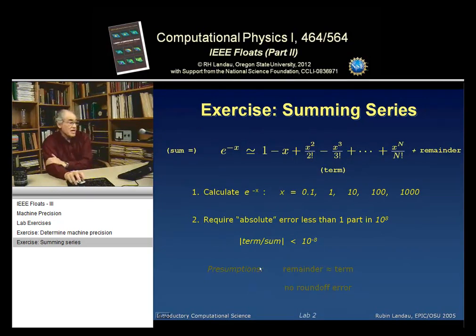But we can say, if the last term we include divided by the sum, in other words, all the terms we've included, is less than 10 to the minus 8th, then it's a good bet, not an absolute positive bet, but a good bet that the remainder is less than 10 to the minus 8th relatively, and then that's the precision we want. So the assumption then is that the remainder term is small and there's no round-off error. But that's the algorithm. So go ahead, try this on the computer.